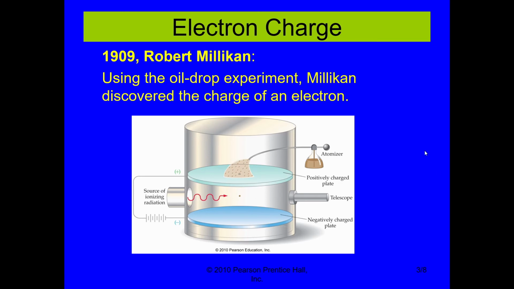In 1909, Robert Millikan was able to determine the charge of an electron using an oil drop experiment. In this experiment, an atomizer was used to release a drop of oil through a positively charged plate. The drop of oil was then irradiated with a source of ionizing X-ray radiation, and then the charge of the oil drop could be determined by the applied voltage and the mass of the oil drop. The charge of each drop was some whole number of electrons.